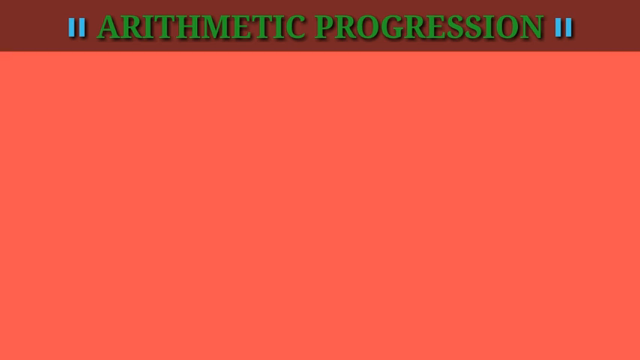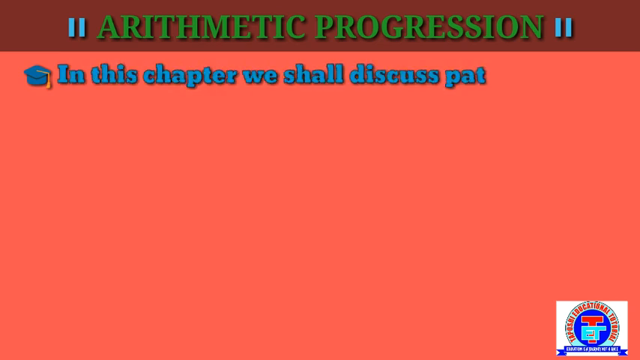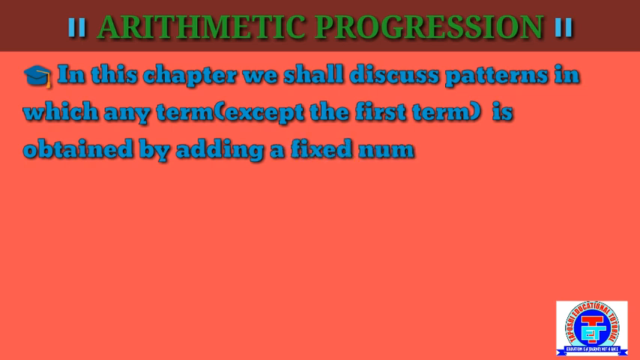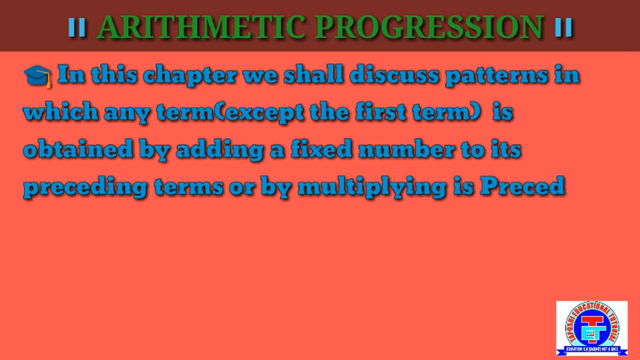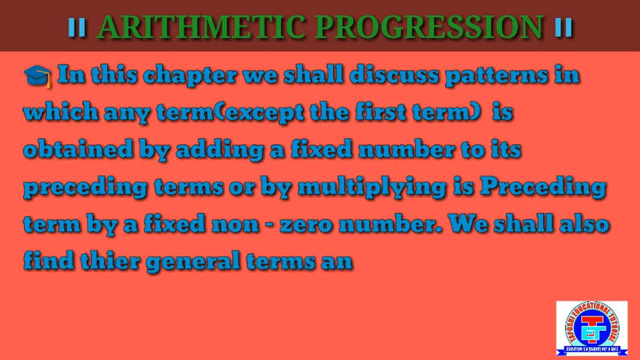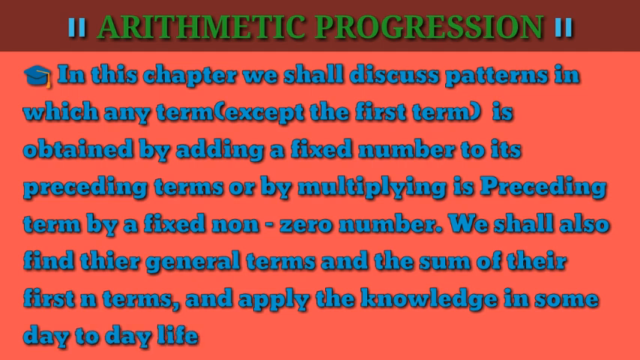In this chapter, students, we will discuss patterns in which any term except the first term is obtained by adding a fixed number to its preceding term, or by multiplying its preceding term by a fixed non-zero number. We shall also find the general term and the sum of the first n terms, and apply this knowledge in solving some day-to-day life problems.